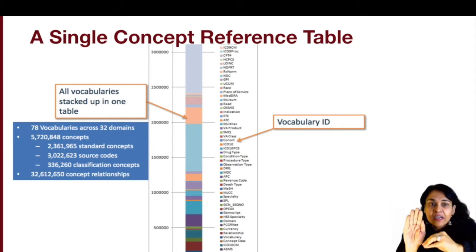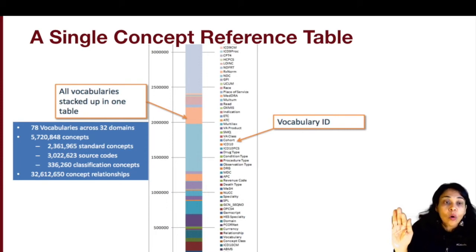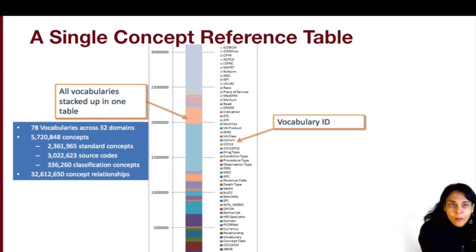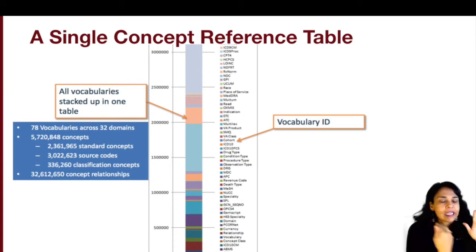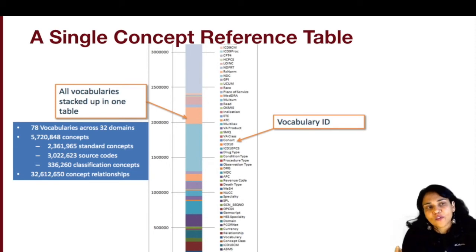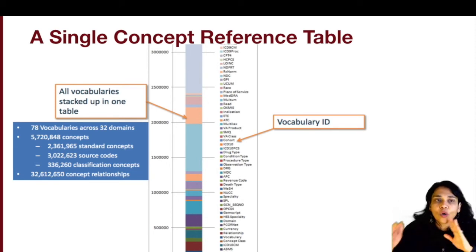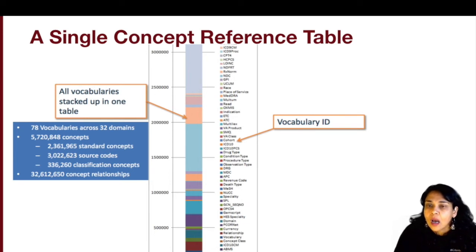SNOMED is the standard vocabulary of choice. Once your data has been converted into OMOP, in the OMOP data table, you will only see conditions using the SNOMED concepts. It does not matter what the source vocabulary was. And we're going to go over this in detail. We understand this is a little bit confusing, so we're going to go through many examples of this till this is really clear to you.